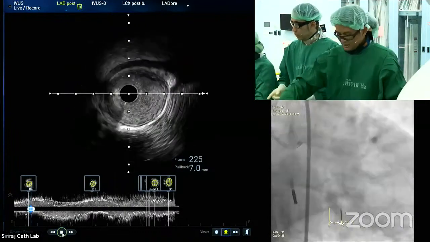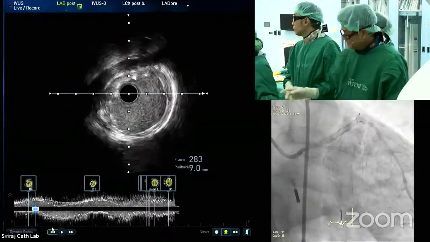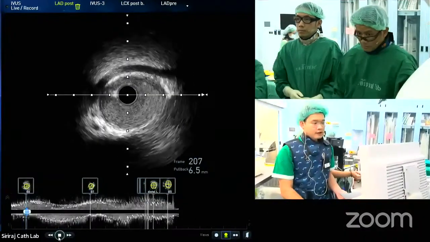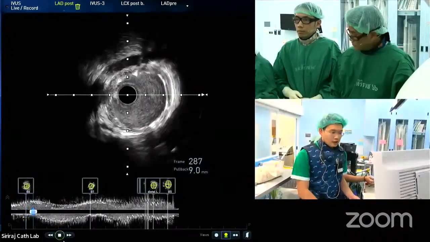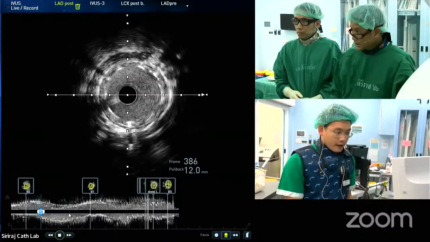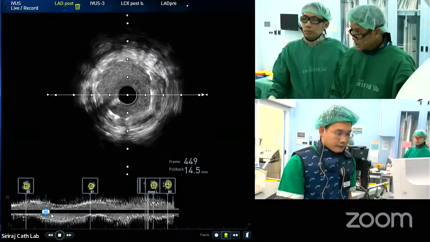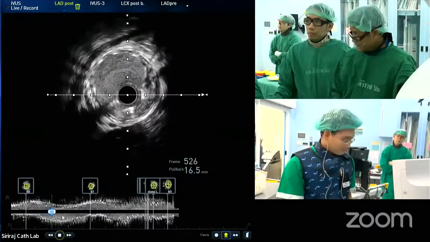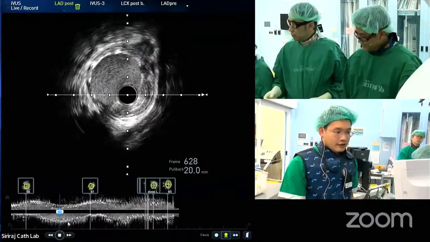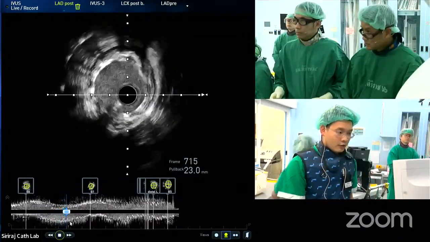Yes. And this is the IVUS after stenting and post-dilatation, there's no distal dissection. Good. So we want to check at the distal, any dissection at the distal edge, and yes, then stent expansion and apposition. Along the mid LAD, the stent expansion looks quite good.